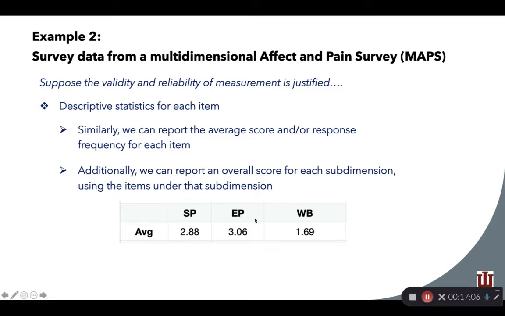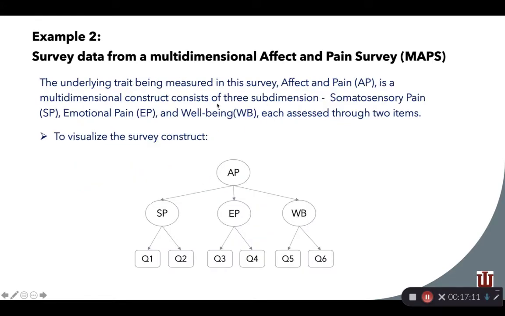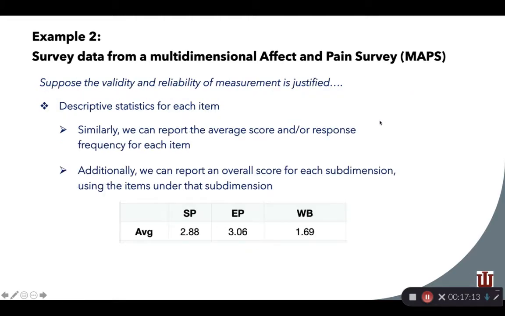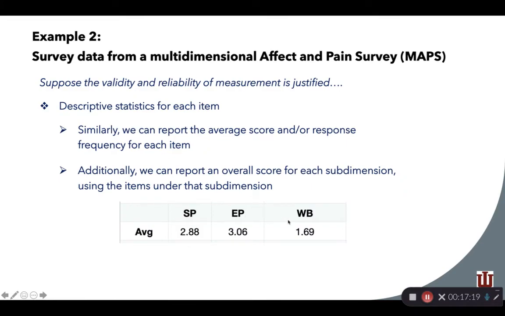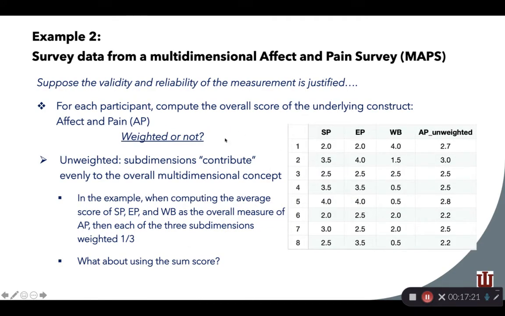So for example, the average score of somatosensory pain is the average of question 1 and question 2. And for participant-level descriptives, we can compute the overall score of the underlying construct. But because this is a multidimensional survey, we have an additional consideration: are these subdimensions weighted or not?